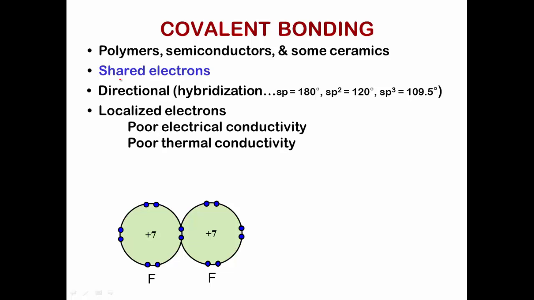Because there are only nonmetal atoms present, the bonding is quite localized between those atoms, and so we see very poor electrical conductivity and poor thermal conductivity in most covalently bonded materials.